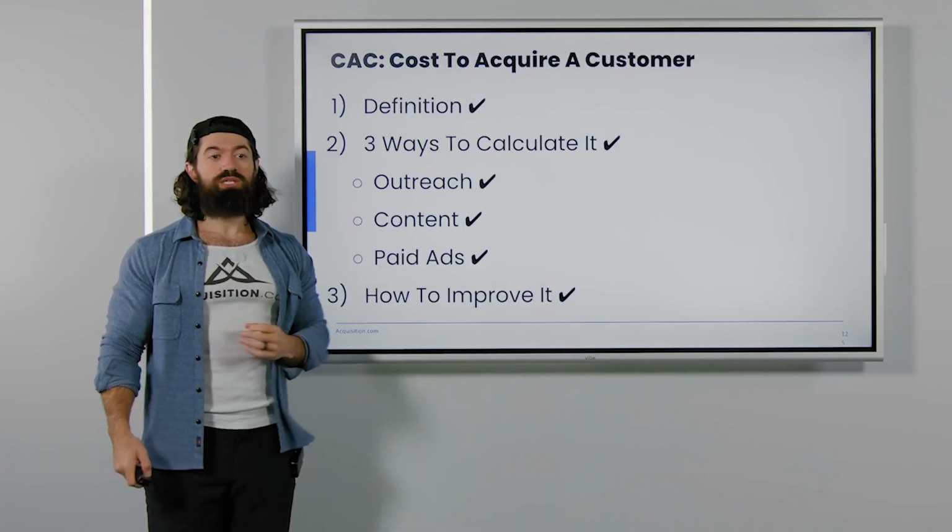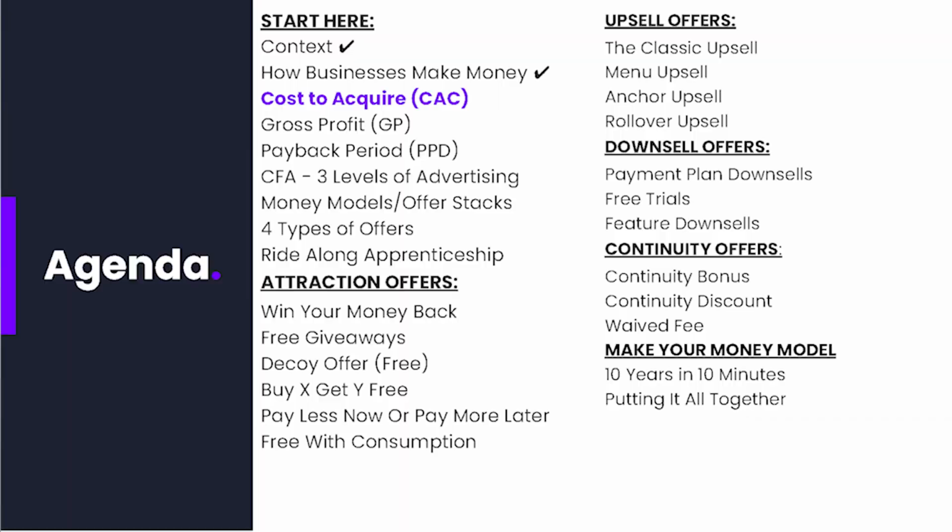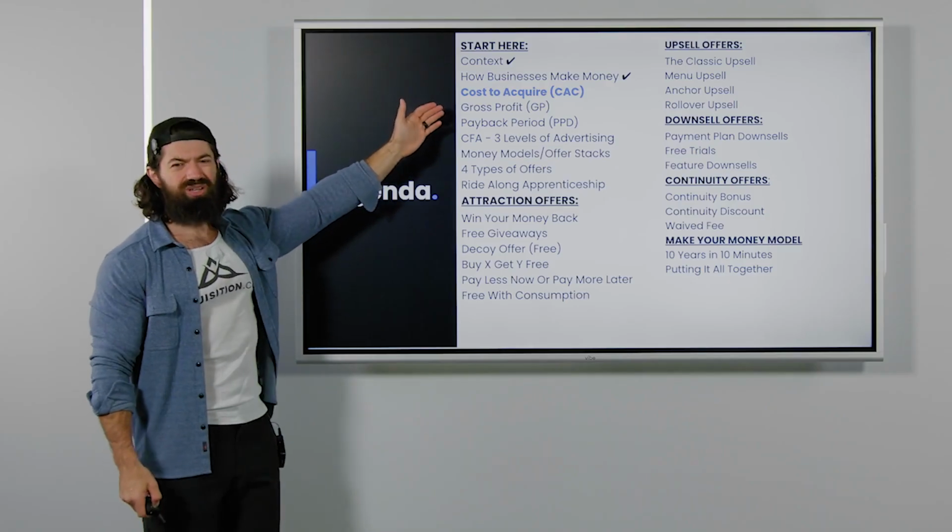Kaboom. These are the ways that you can improve your CAC. With that being said, CAC is covered. Now we go into gross profit.